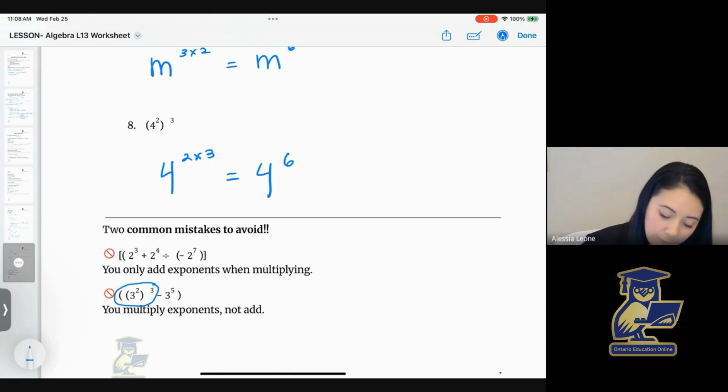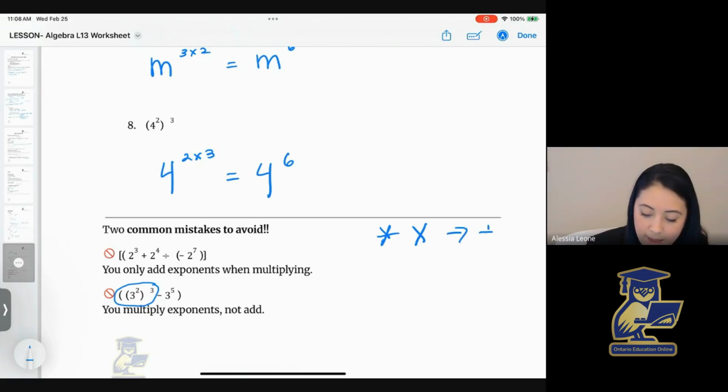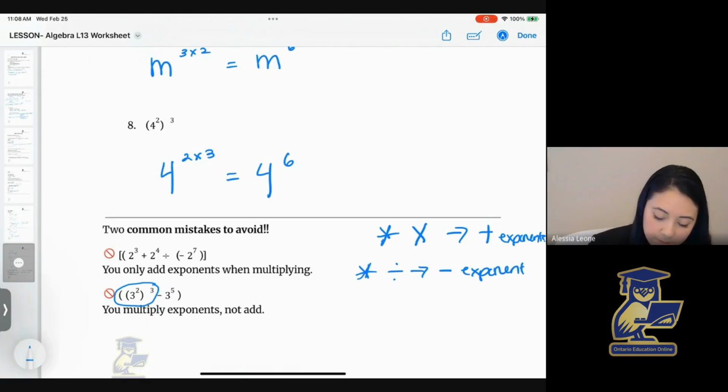So I want to just add a couple notes here. Multiply: add exponents. Divide: subtract exponents. Power of a power: multiply exponents.